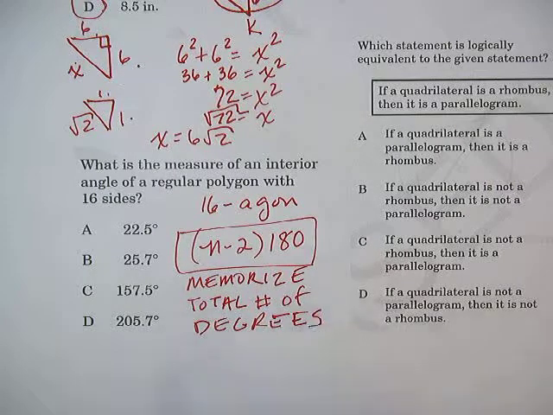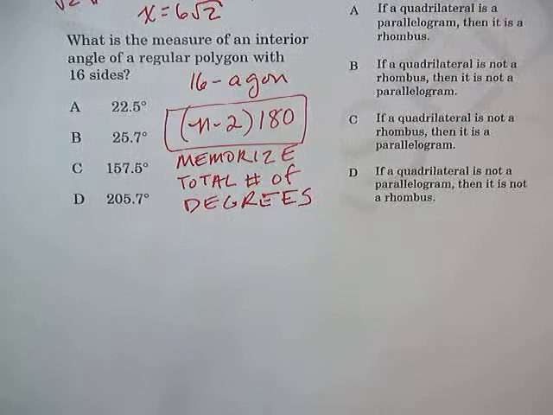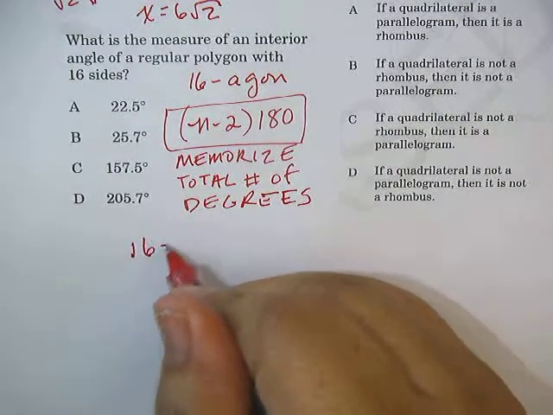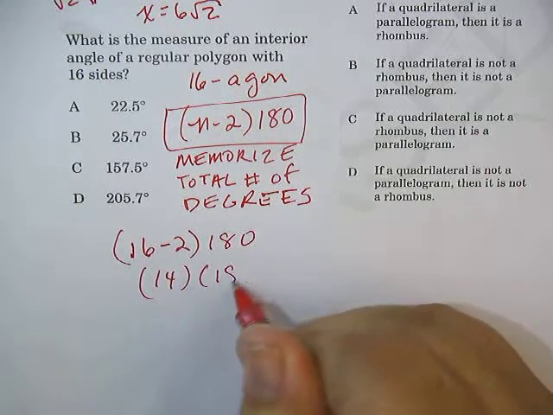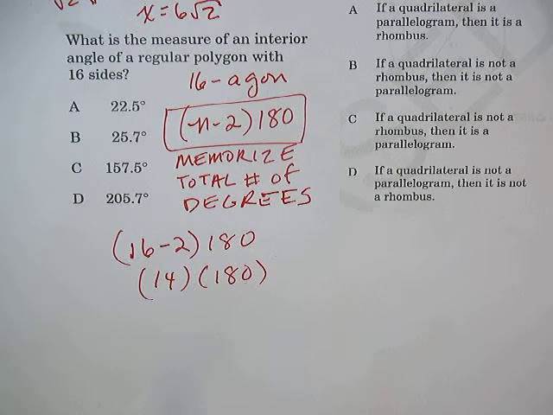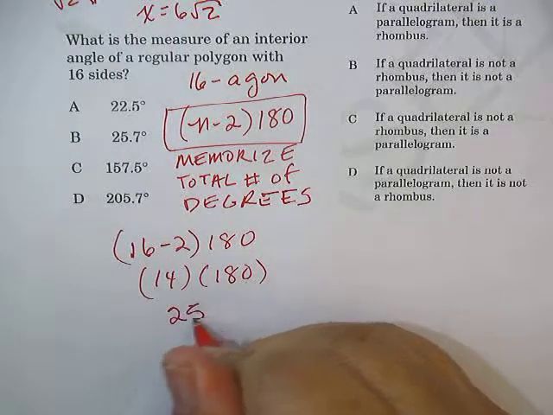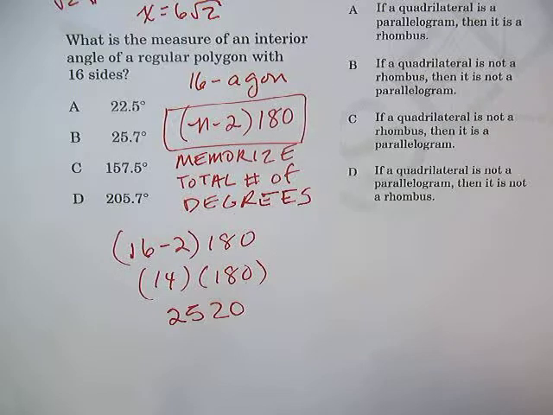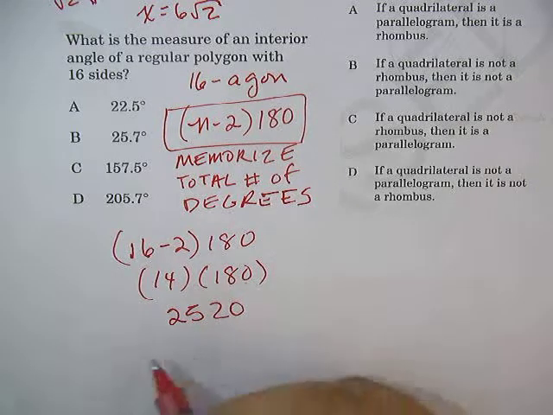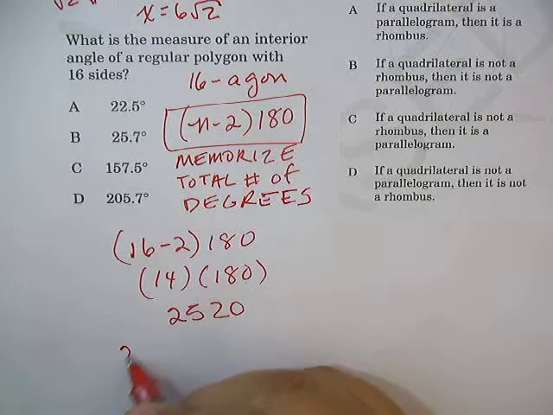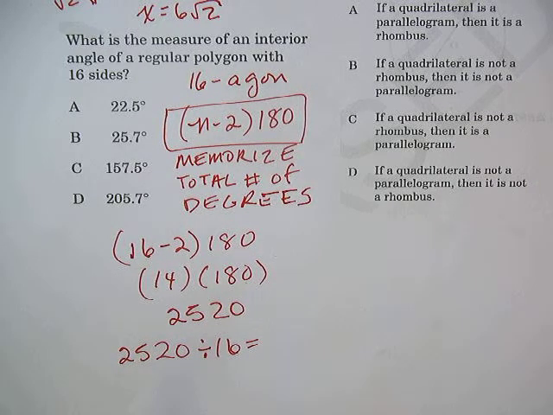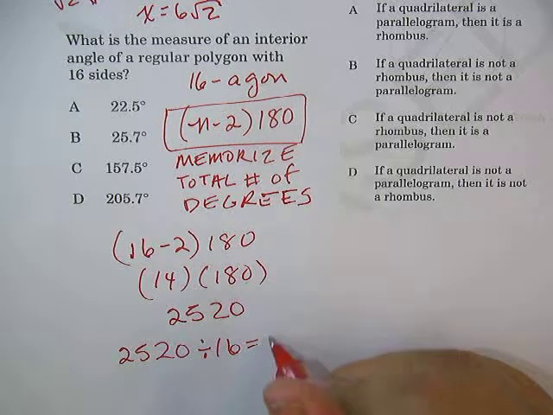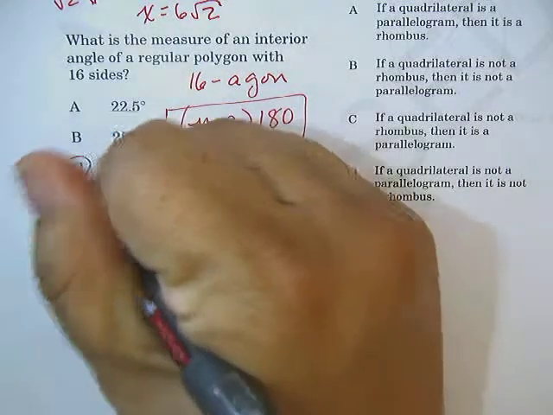Okay? So what we're going to do is apply this formula for this problem. We're going to go 16 minus 2 times 180, 14 times 180, which is 2,520. So that's the total number of degrees, but if it's a regular polygon, that means it has equal angles. How many angles does it have? There are 16 angles. So I take 2,520 divided by 16, and I get 157.5. So the correct answer is C.